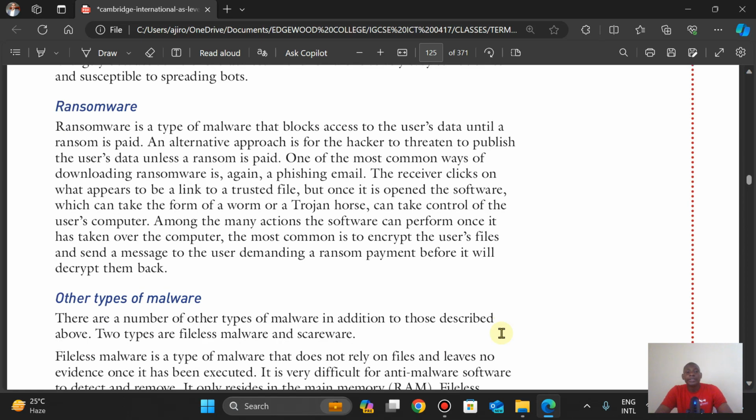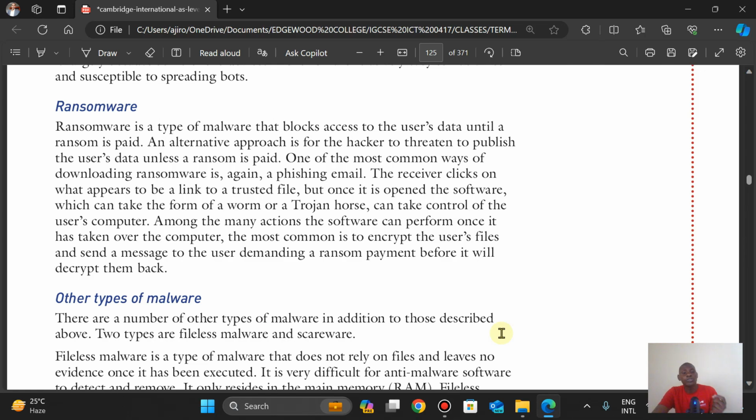Ransomware. Now, this type of malware will block access to user data until a ransom is paid. It takes hold of your computer and sends a message to your screen that you have to pay a certain amount, or else the information on your laptop will be completely deleted. It's an alternative approach for hackers to threaten to publish data unless a ransom is paid. Probably they have seen private information or personal data on your laptop, and they use the ransomware to tell you, if you don't pay, I'm going to make it public, especially if you're a public figure.